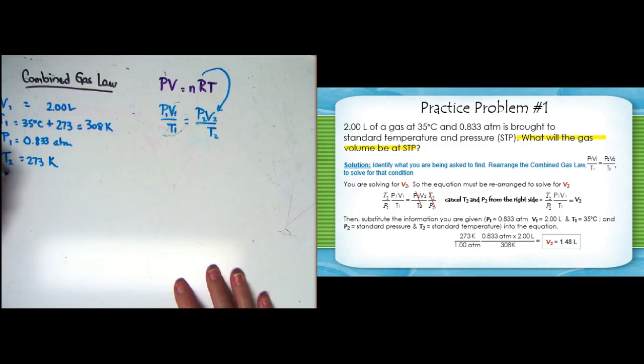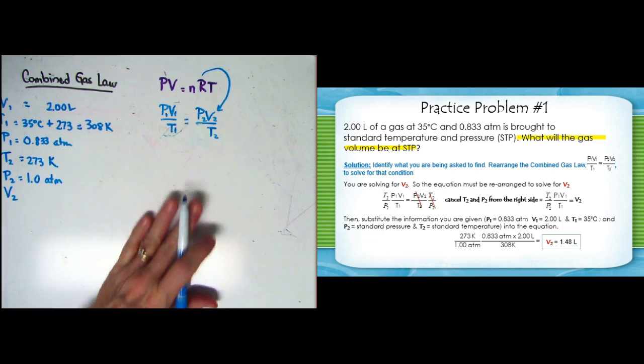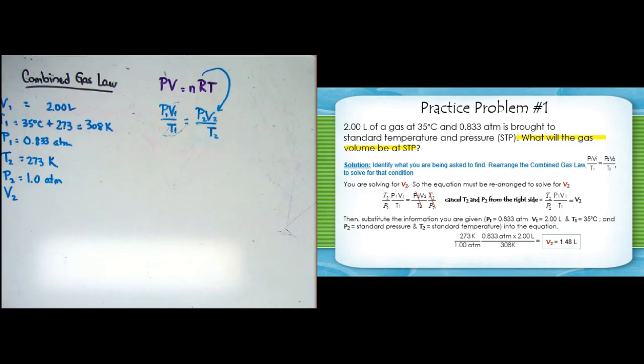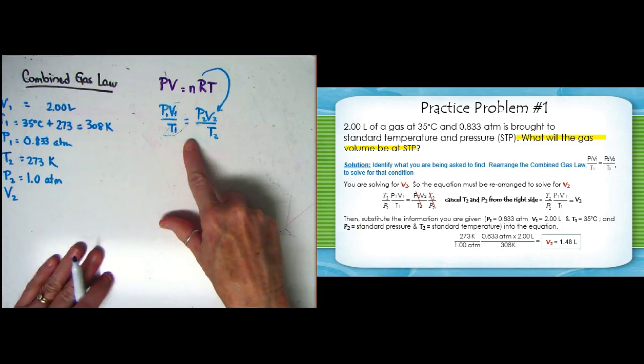What is standard pressure? Well, since we're already dealing with atmospheres, we might as well deal with atmospheres, and we know that standard pressure in atmospheres is 1.0 atm. So it's asking for V2. I'm not going to go through solving for V because I don't use it this way, but you will see on the screen of the slide how you would rearrange to solve for V. Personally, I just like filling in the formulas.